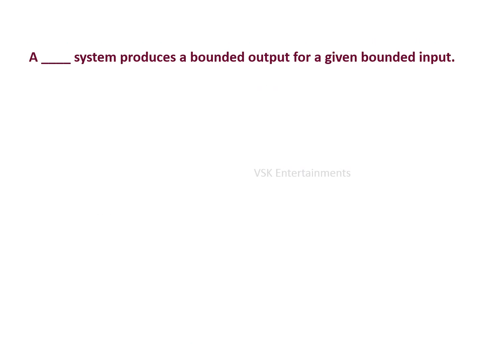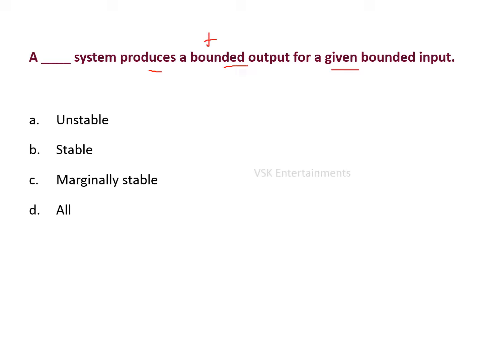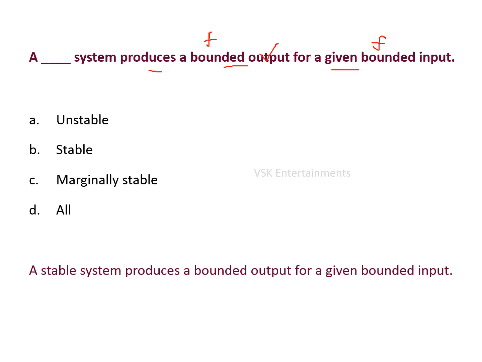Coming to next one, the system produces a bounded output for a given bounded input is, options are unstable, stable, marginally stable, and all of the above. Here bounded is nothing but finite. A system that produces a finite output for a given finite input is known as a stable system. Otherwise, it is known as an unstable system. So option B is the right answer.